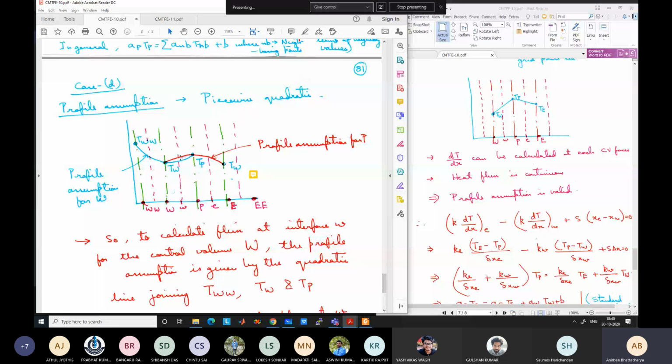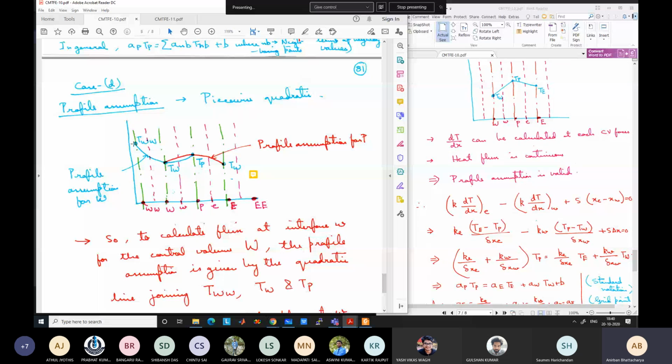We will derive and we will get aP TP equal to aE TE plus aW TW plus b, some equation. Now, once you try to derive for the next control volume, say we are going from this side to the next control volume, the profile assumption is again quadratic, but now it is based on the neighboring values of the W control volume.